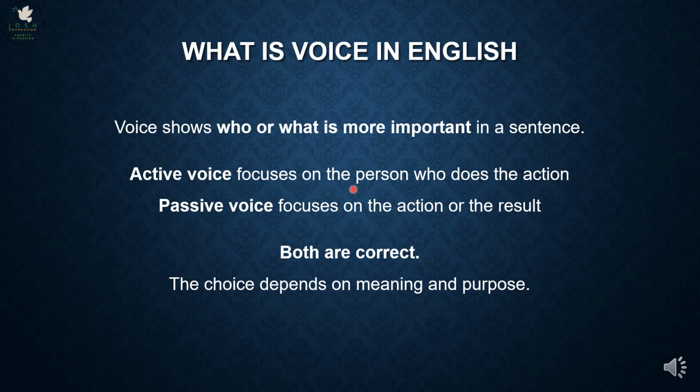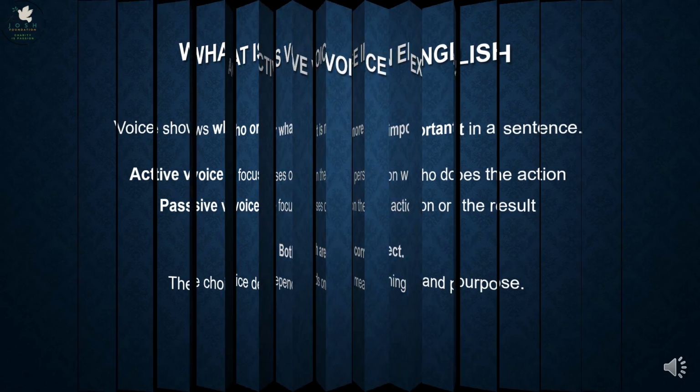Active voice focuses on the person who does the action. Passive voice focuses on the action or the results. Simply, I repeat: in active voice, we are focusing on the person who is doing the action, and in passive, we are focusing on the action or the results. Or I can say we are focusing on the object. One is focusing on the subject, another one is focusing on the object. And using active voice or passive voice, both are correct. They just depend on the meaning and purpose, what you mean and your purpose.